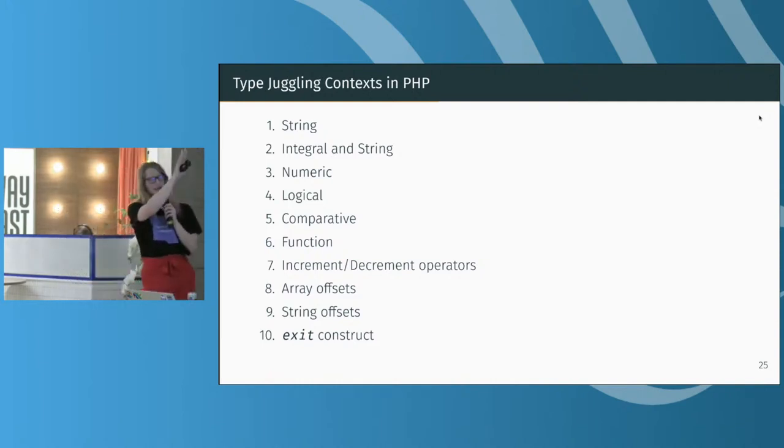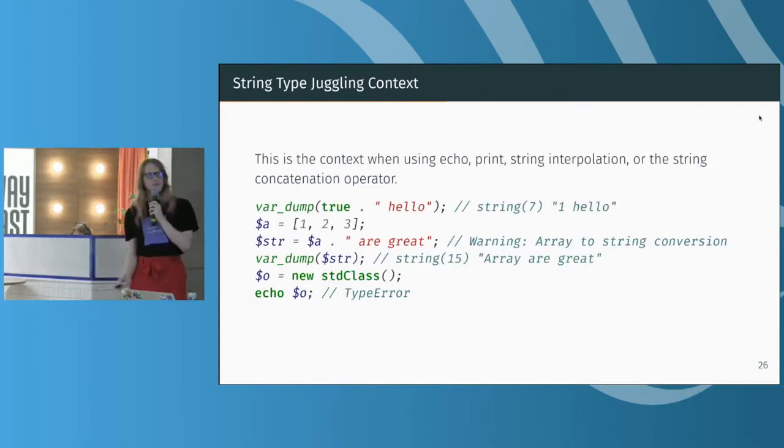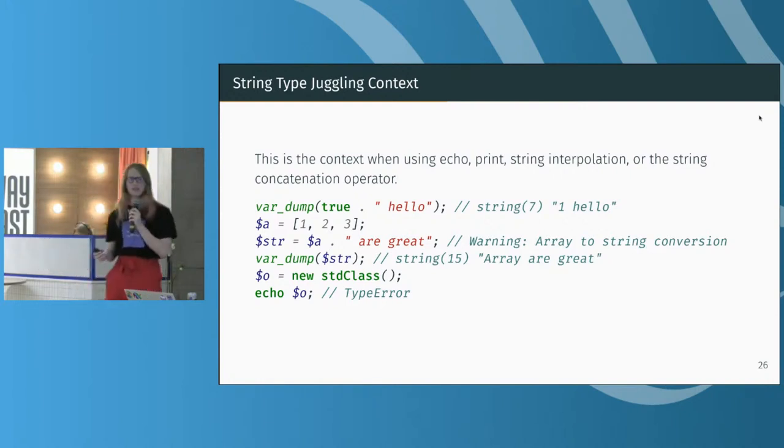So currently there are 10 type juggling contexts. Number 7 is slightly fixed since PHP 8.3. I did a bunch of work on it. Number 10, I am trying to get it fixed for 8.4. But yeah. So the string type juggling context is where you're using echo, print, string interpolation, string concatenation.